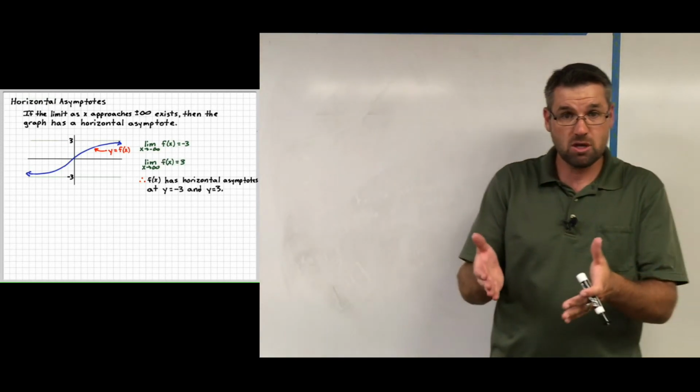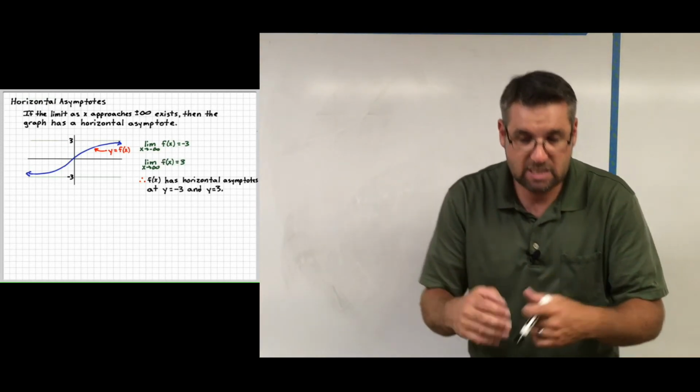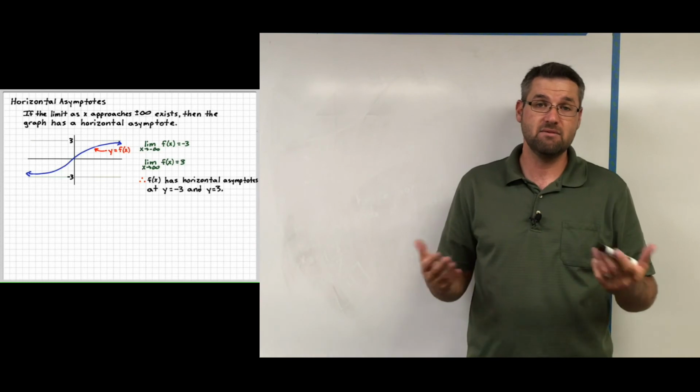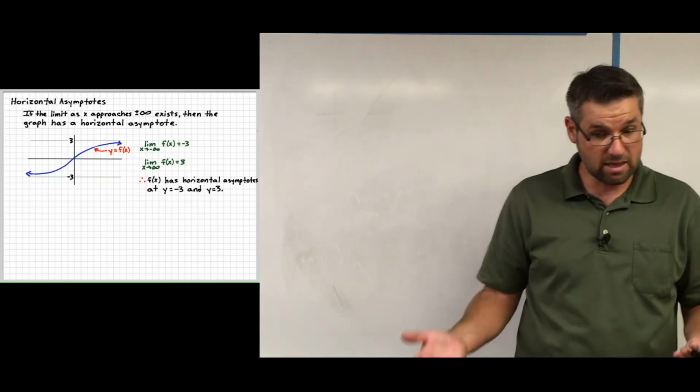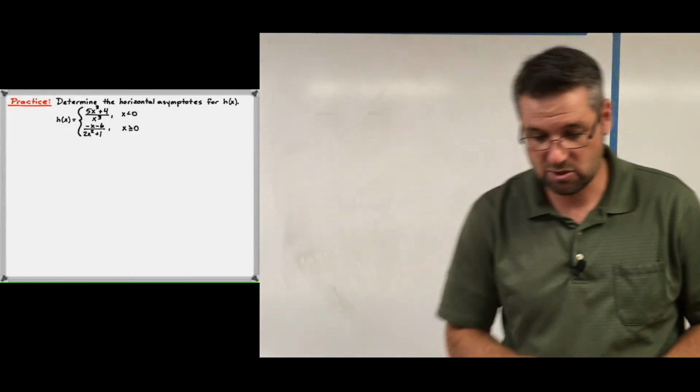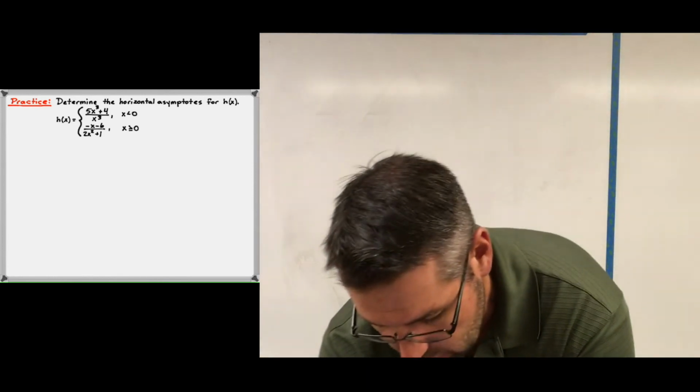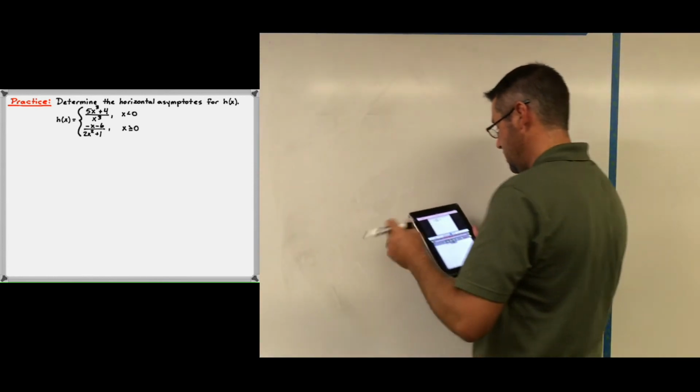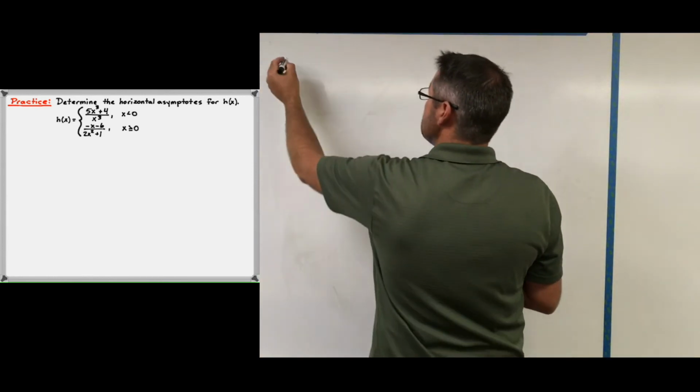How do I find horizontal asymptotes? It's the limit as x approaches plus or minus infinity. So let's take the limit as x approaches plus or minus infinity. And if we get numeric answers, then we will have an asymptote.